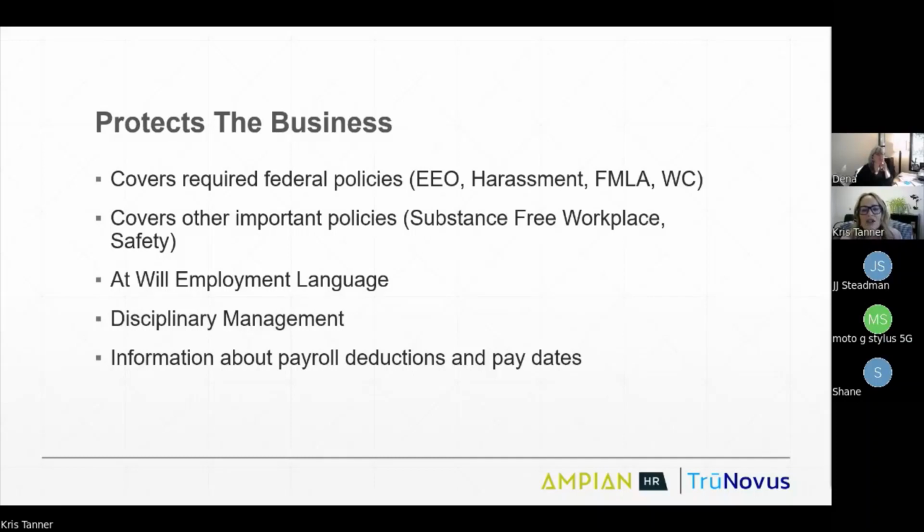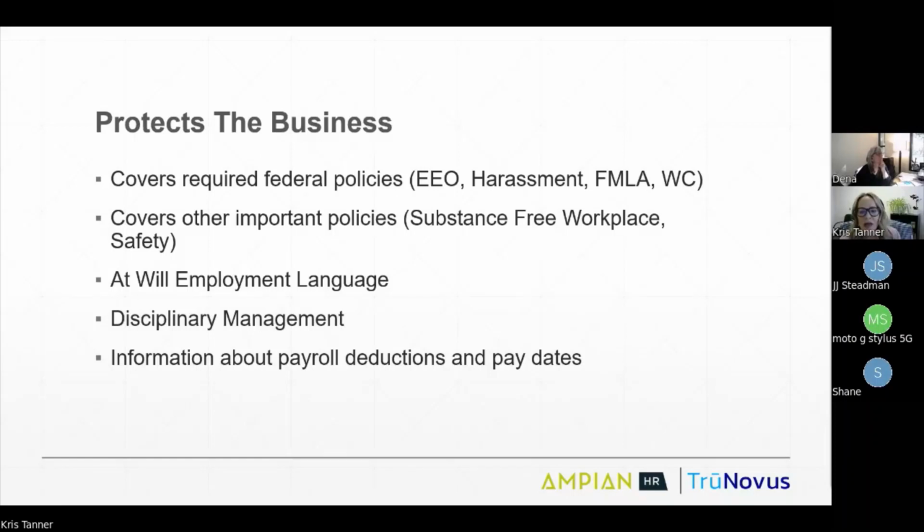It also covers other important policies. For example, drug-free workplace. What happens if an employee's in an accident? Safety on the job. Other things like that. These policies, I know, are must-haves in certain industries. We have a client who is a mining company, and their safety training and safety guidelines and policies, they have to have that legally in order to run their business.